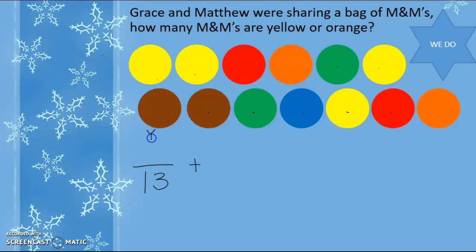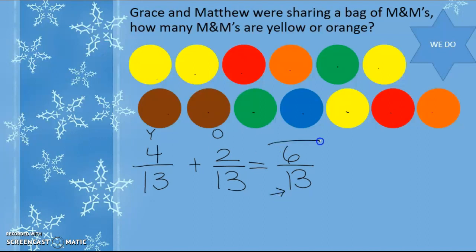So we've got to add yellow and orange. How many yellows are there? 4. How many oranges? 2. Now, these two have a common denominator, so the total is 6/13. And because we have a prime number here, this is a fraction written in the simplest form.